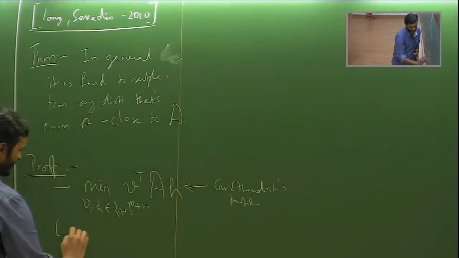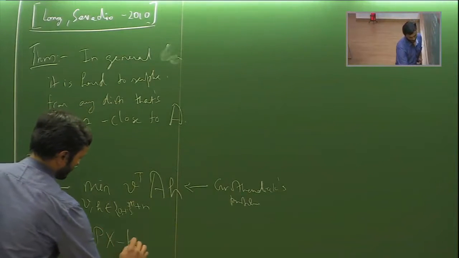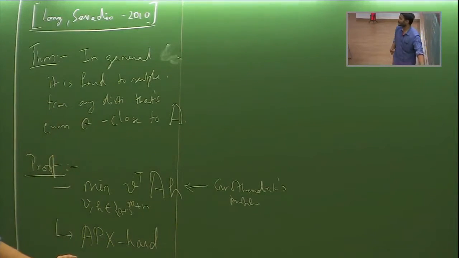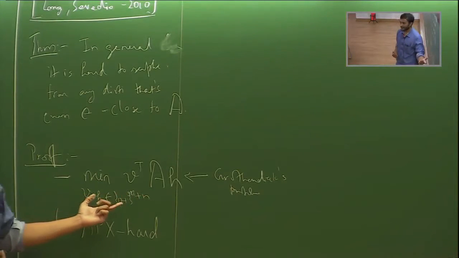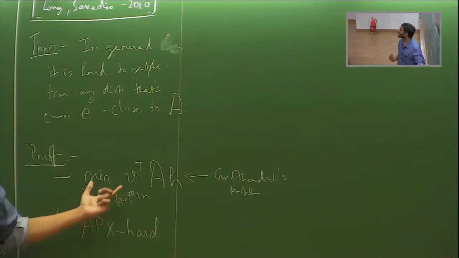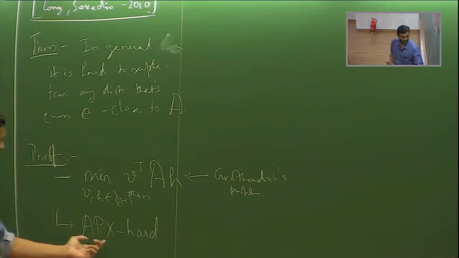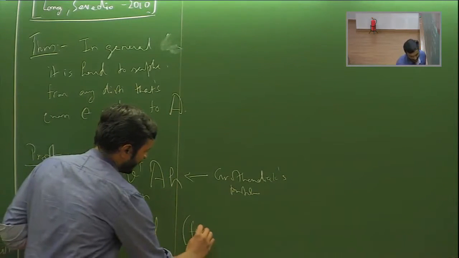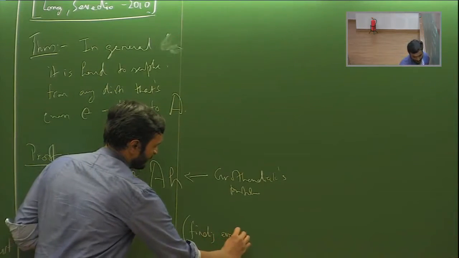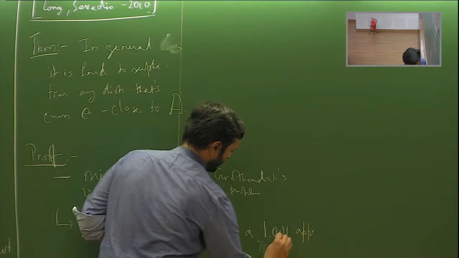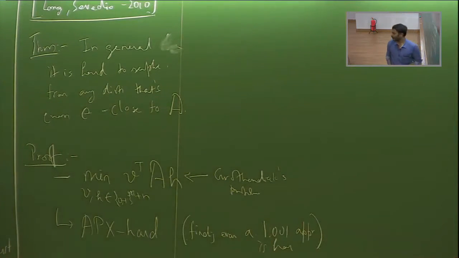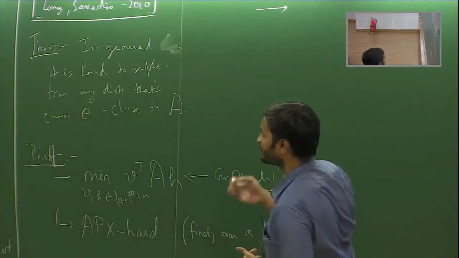And what is known is that this is APX hard. APX hardness is a notion similar to NP hardness, where we not only say that finding the exact value of this minimum is hard, but we also say that even finding any good approximation to this value is hard. So APX hardness says that finding even a 1.001 approximation is hard. Okay? And the rest of the proof is conceptually very simple.